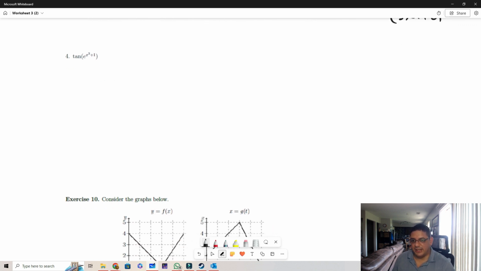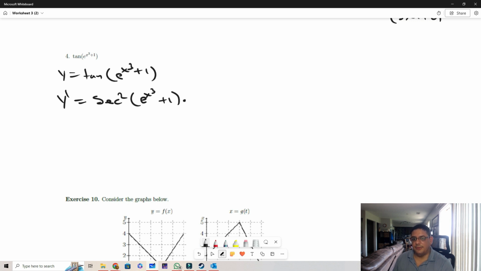Now, number 4 is tangent of e to the x cubed plus 1. So again, this is this type of function, tangent of e to the x cubed plus 1. So there is a double chain rule in there. When you take the derivative, the first derivative that is going to come into play is the tangent, which is going to be secant squared. So it's going to be secant squared of e to the x cubed plus 1, and then times e to the x cubed plus 1. Right? And this plus 1 is actually on the top. So you've got to be careful here.